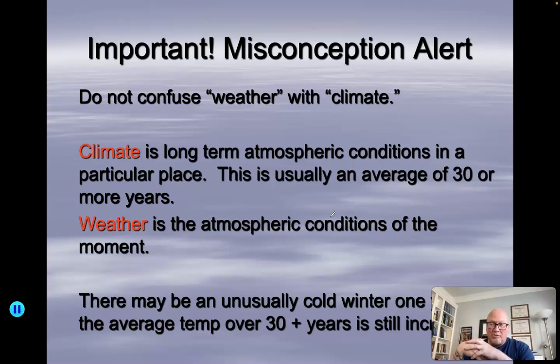You might have a very unusually cold winter one year, but the average temperature in an area over 30 plus years might still be increasing. So we can still have global warming even if we do have a year that might have an incredibly cold winter. And that's something that people tend to have a problem with. I often hear people say, "Oh, well, it's been really cold this winter. What happened to global warming? You scientists must not know what you're talking about." Well, it turns out we do know what we're talking about, and that's the problem with not knowing the difference between weather and climate.